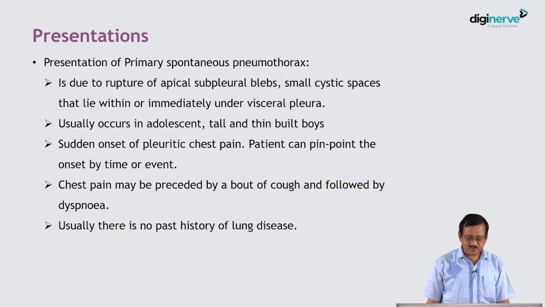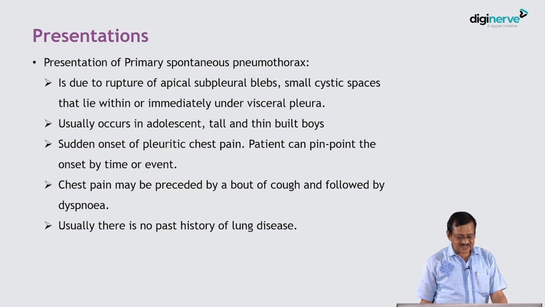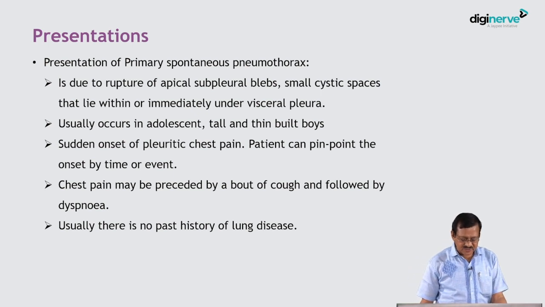Presentation of primary spontaneous pneumothorax. So, there is no underlying lung disease. It is due to rupture of an apical subpleural bleb. Now, what is a bleb? A bleb is a small cystic space that lies within or immediately under the visceral pleura, and it is a normal finding that usually occurs in adolescent, tall, thin-built boys. So, it is postulated that the thin ribs, during respiratory movement, may be a cause of the rupture of the bleb, due to the sharp end of the rib.